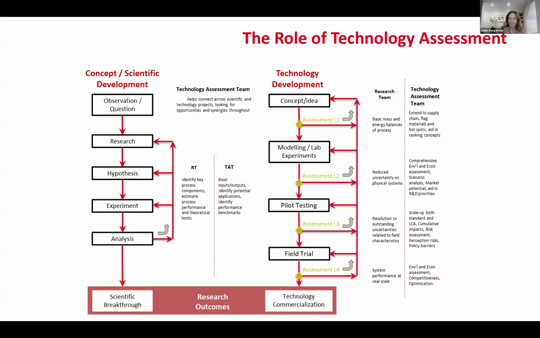Similarly, on the technology development side, you have your research team that will come up with a concept, do a simple mass and energy balance of the process. If you pair that with a technology assessment team, you can actually start extending to the supply chain, flagging materials and hotspots, and even ranking concepts in terms of their potential promise to deliver an environmental benefit, for example. And then as you go through that development cycle, getting closer to commercialization, you can do more elaborate systems analysis to help inform those decisions. So that's the plug, that even if standards are a bit challenging, there can be ways in which you can actually make use of these types of techniques even early in the development cycle.